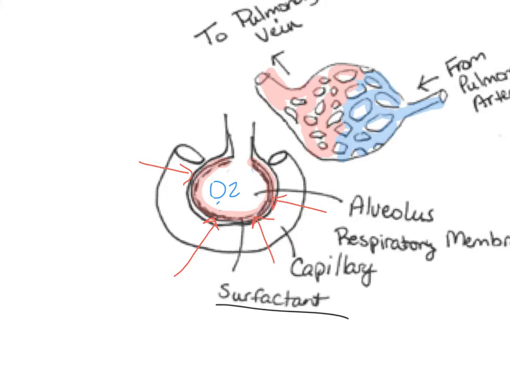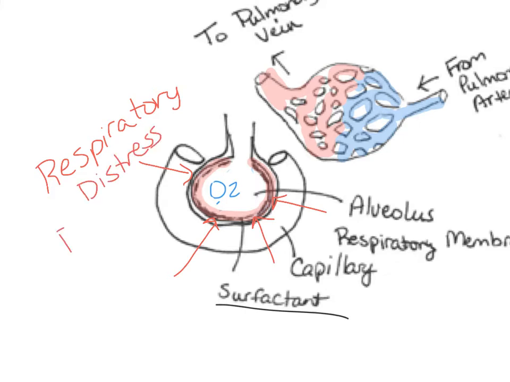There is a disorder called respiratory distress syndrome, where there is insufficient surfactant. There's not enough surfactant, and so the alveoli tend to collapse, and a person's not going to be able to expand the alveoli and get enough air in them, and they'll have labored breathing.